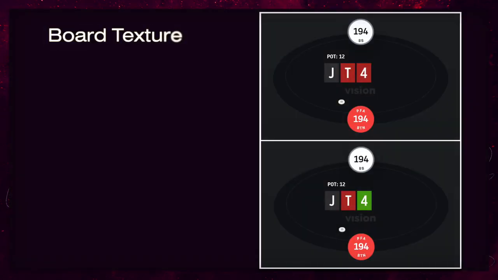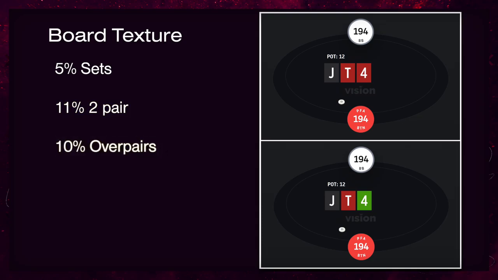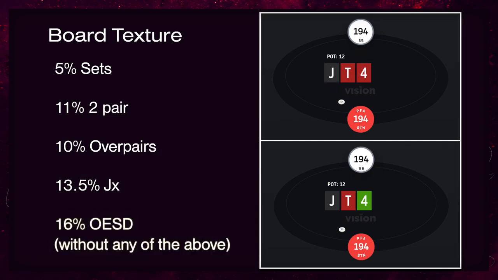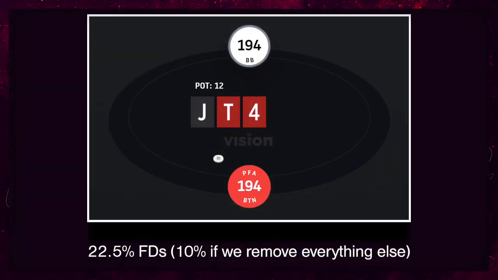If we look at the makeup of our range, we have 5% sets, 11% two pair, 10% overpairs, 13.5% top pair, and then 16% open-enders without any of the above. But on Jack-10-4 two-tone, we also have 22% flush draws, 22.5%, or 10% if we remove everything else. So our standards and our thresholds have to be raised, for value bets, semi-bluffs, and defends. The same thing is true of boards with fewer or more straight draws. It just has to change things.